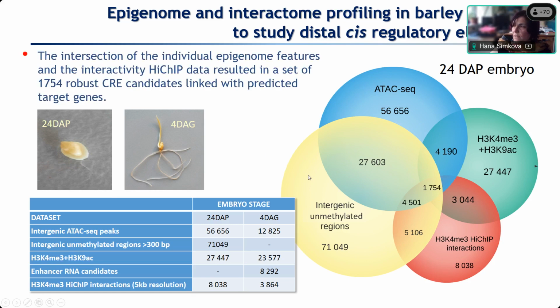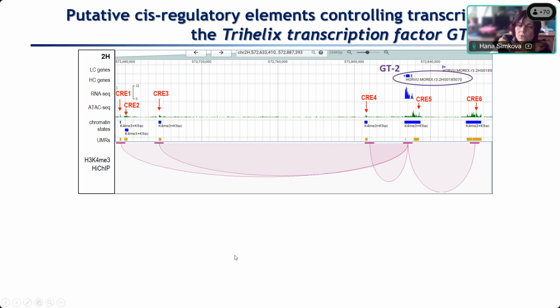We have not yet done a functional validation, although definitely this is the plan now. While looking at some cases that were identified as putative enhancers or silencers, for instance here, we looked for the putative cis-regulatory elements for this three-helix transcription factor GT2 gene. And for this gene, our data proposed a total of six distal regulatory elements. And Pavla had a closer look at what they looked like.